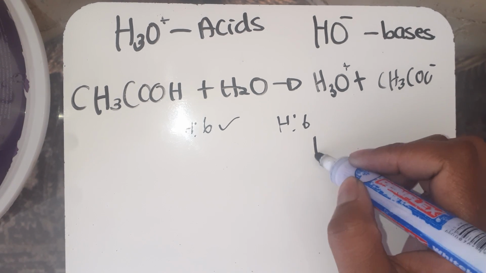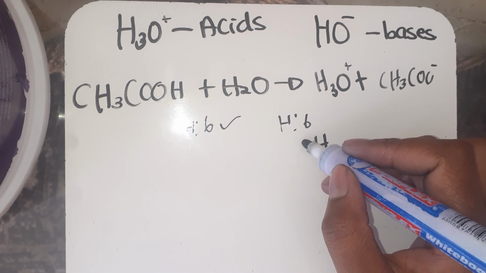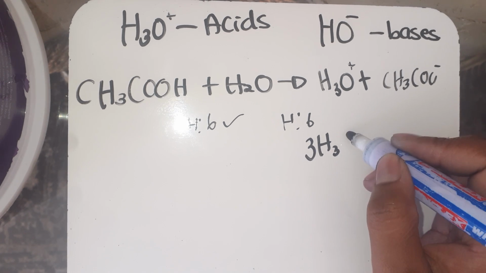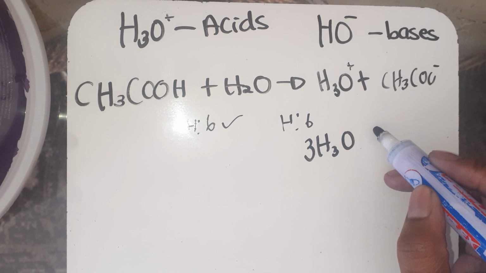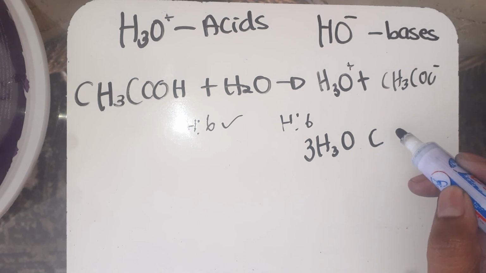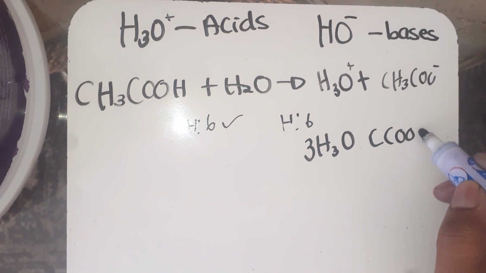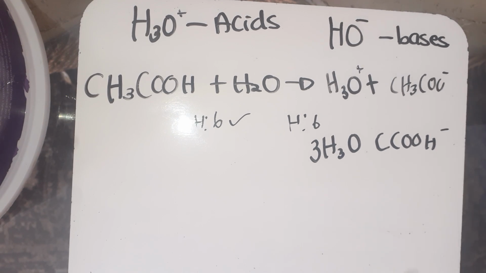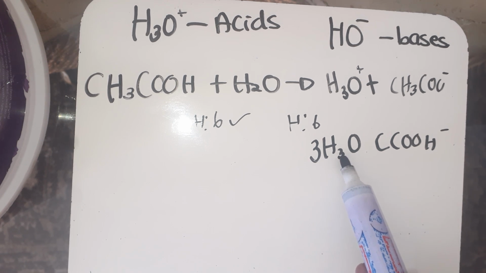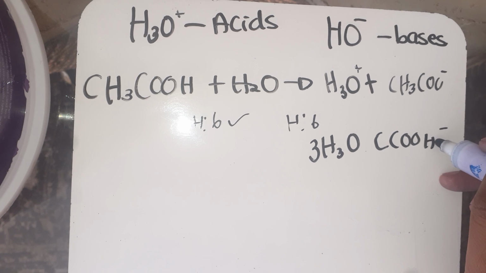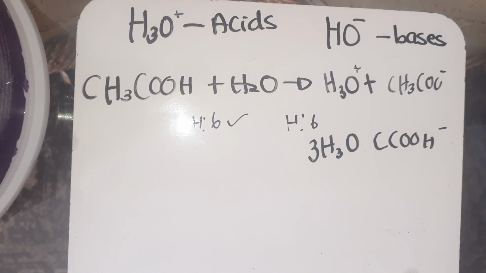But if we had decided to make this a 3 and this a 3, it's gonna be C, C, O, O, H, like that. We're gonna have 3 H's times this one, that's 6 already, and this is 9, and this is 10. So this is not going to balance.